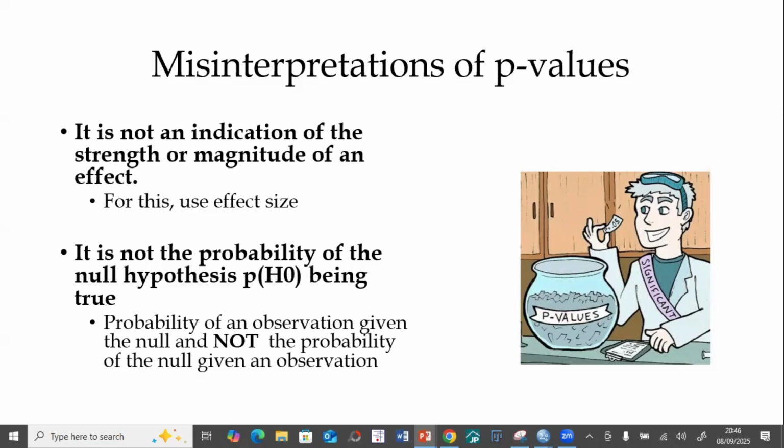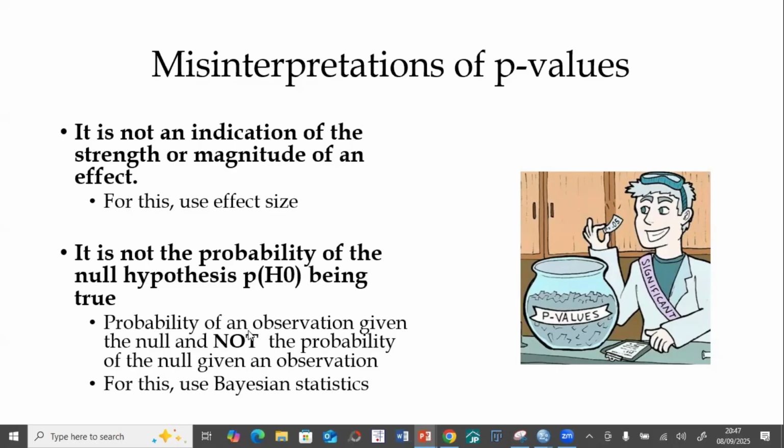Okay, so it's not the probability of the null hypothesis being true. If you want to quantify the probability of whether or not the null hypothesis is true, what is recommended is a completely different framework of hypothesis testing. This is what is referred to as Bayesian statistics, quite a complex one. So therefore, we limit ourselves to just talking about the probability of an observation given the null. If you wanted to talk about the probability of the null, then we use a completely different framework and not the null hypothesis significance testing.